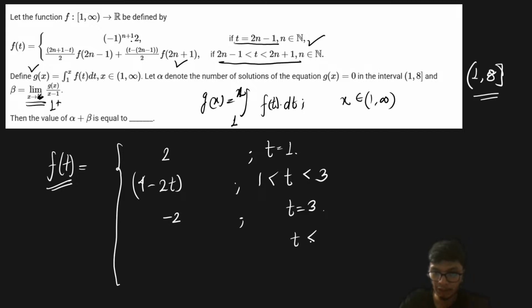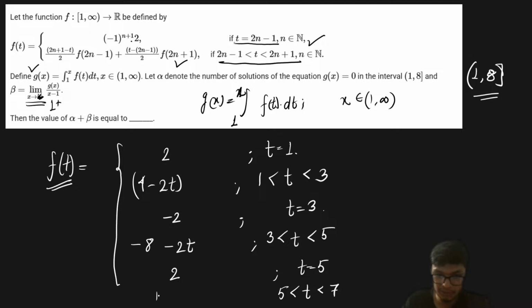Similarly, if I look at the values of t lying between 3 and 5, then I will find that this expression is going to be minus 8 minus 2t. And when t is equal to 5, the value of the expression is equal to 2 again. And similarly, when t ranges from 5 to 7, the value is 12 minus 2t. I hope you can understand how I'm going about solving this, right?